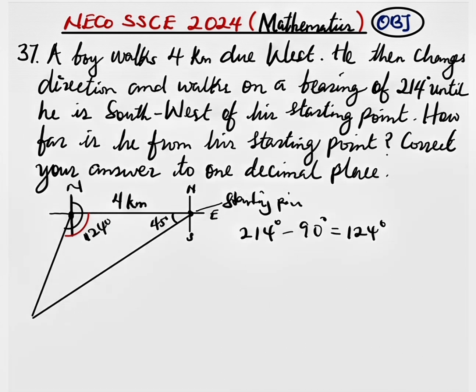124. Now, lastly, we can get the final angle in the triangle, the last angle, which is this angle. We know that sum of angles in a triangle is equal to 180. So the last angle will be 180 degrees minus the sum of the two other angles, 124 plus 45. And this will give us 11 degrees. So this last angle has a value of 11 degrees.